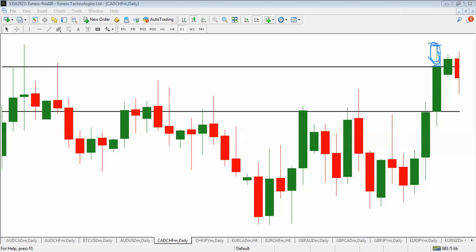Now, if the tail is longer than the body here, it means that the sellers are stronger in the market. But if the tail is short and the body is long, it means that the buyers are still in control of the market. I hope you've understood something. Make sure you understand this. It's very important. Now, we are going to look for candles and try to read who is stronger in the market. Just a moment, guys.